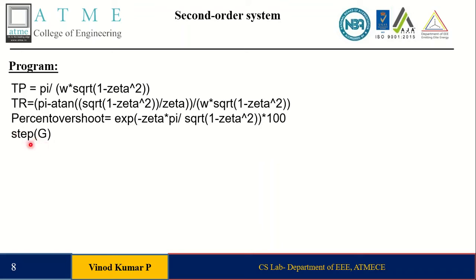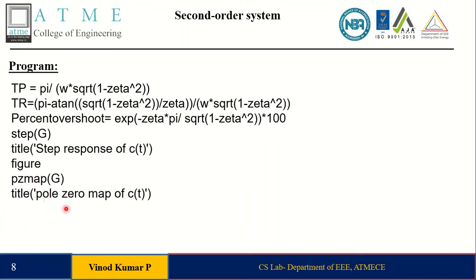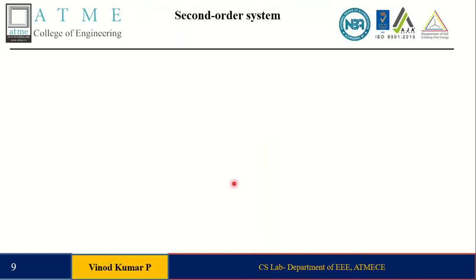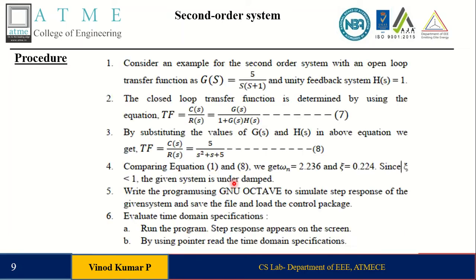The step function will plot the step response for the transfer function g, and you can give the title as step response of c of t. It will plot in a figure, and it will also plot the pole-zero map for the transfer function, with the title pole zero map of c of t. So again it will plot another figure. If you run this in Matlab or any other tool, you will get the results.